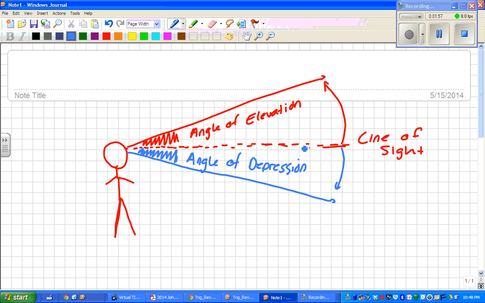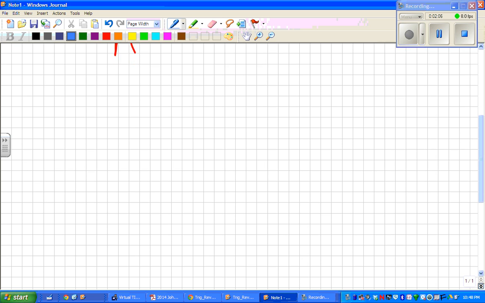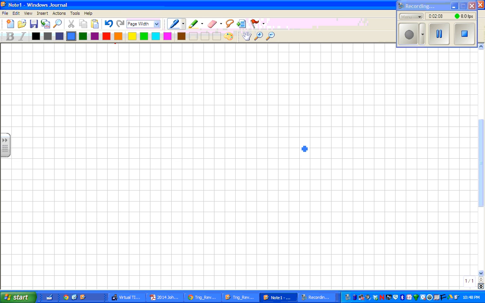Okay, now, most of the time this is actually pretty easy to determine, but what gets people into trouble is when they talk about the angle of depression. So we're going to talk about this a little bit more. So let's say that we have an airplane that's in the air, so I'm going to draw my airplane. Okay, here's my airplane. And let's say that there's an object on the ground.